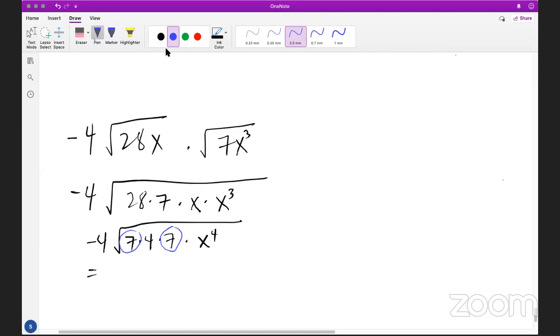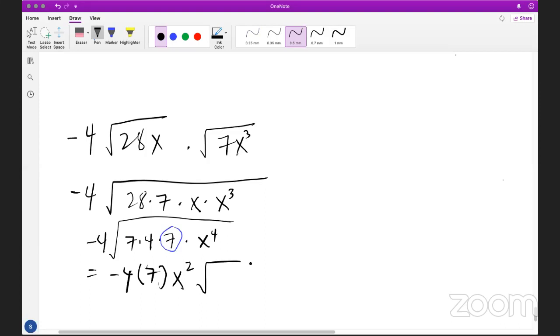We will have negative 4 times itong 7, kasi nilabas na natin yung 7 times 7 or 7 squared, times x raised to 4, square root of x raised to 4, that's x squared. And yung 4 din. So lahat pala, pwede natin ilabas. Kasi perfect square din to. So that's times 2. Simplify natin, 14 times 4 is 56, negative 56 x squared. Final answer.